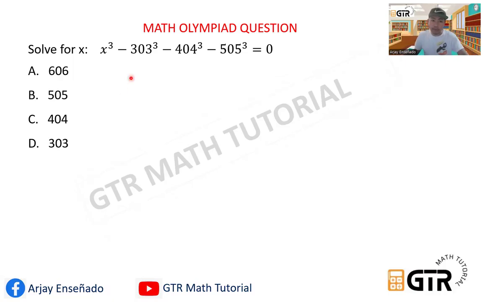Another Math Olympiad question. Solve for x: x cubed minus 303 cubed minus 404 cubed minus 505 cubed equals 0. Okay, so pause the video and try to answer.